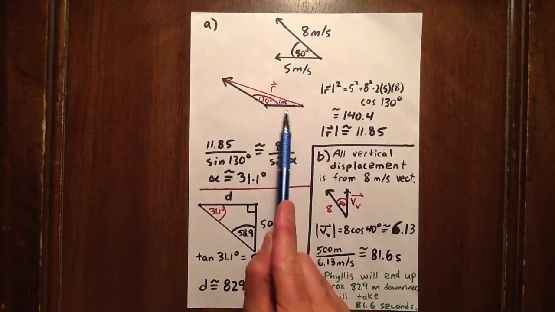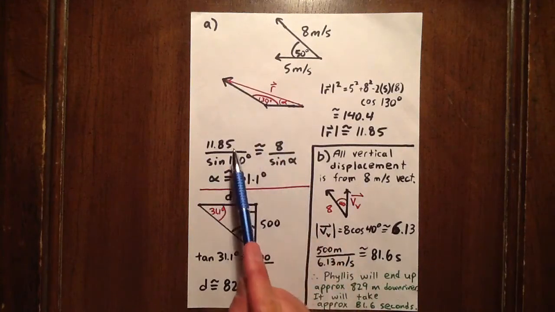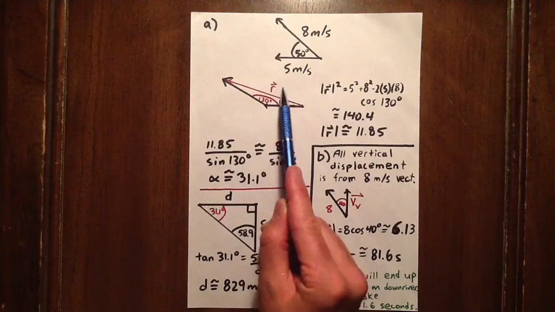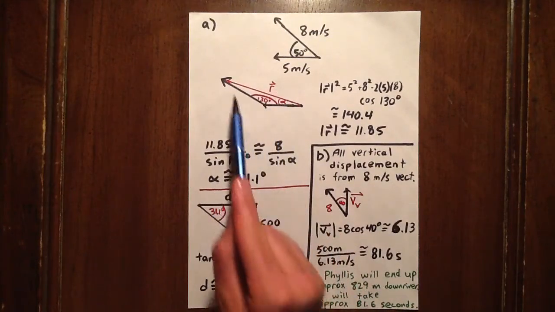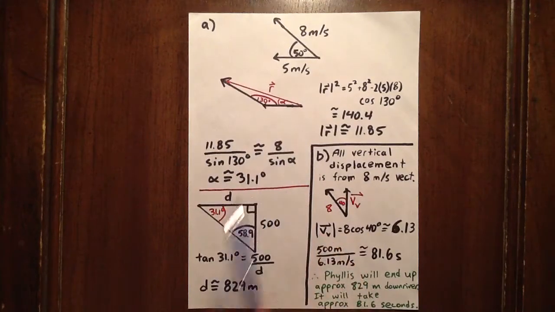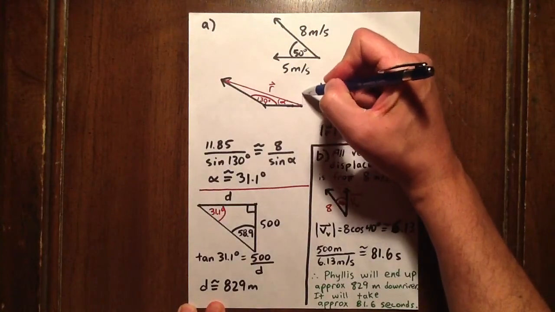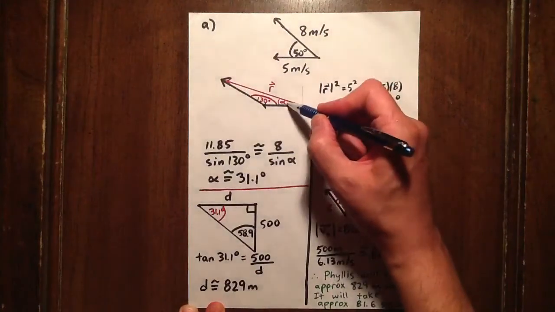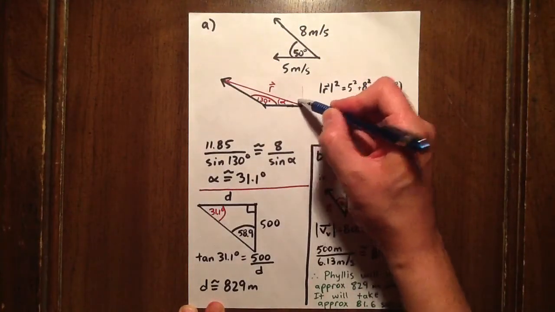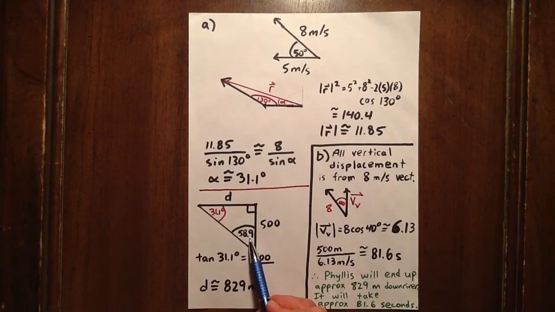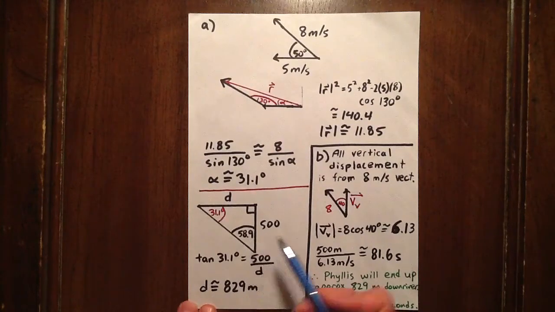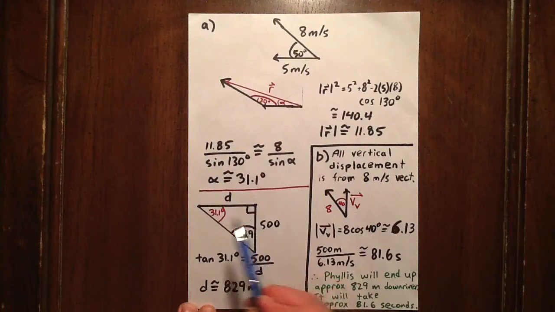At this point, we can determine that angle right there. 11.85 over the sine of 130 is going to equal 8 over the sine of alpha. And we get that alpha equals approximately 31.1 degrees. Well, that's useful for us because now, since this is 31.1 degrees, and we can draw a perpendicular there and say this must be 58.9 degrees. And we can draw that second diagram here. Here's a 58.9 degree angle. We have a 90-degree angle here, and we have a 31.1 degree angle there.